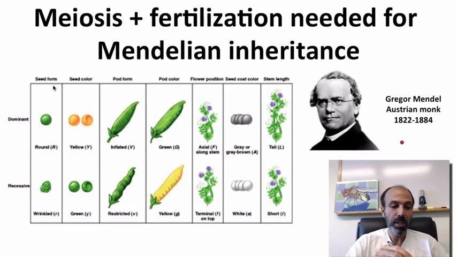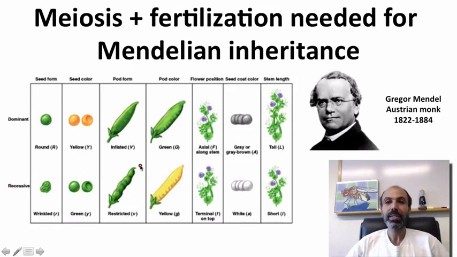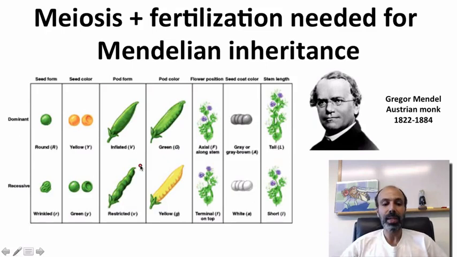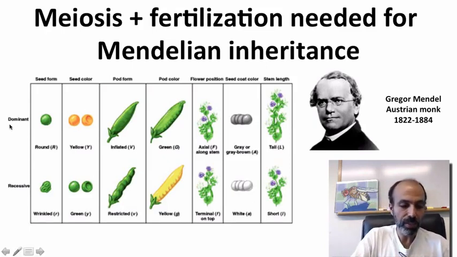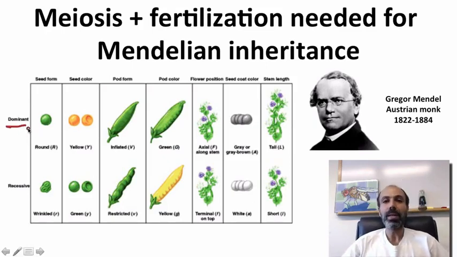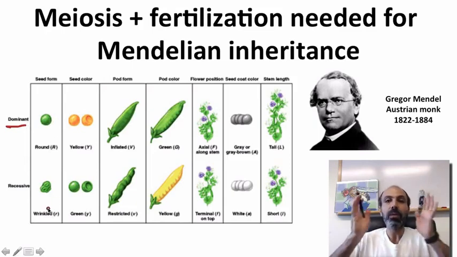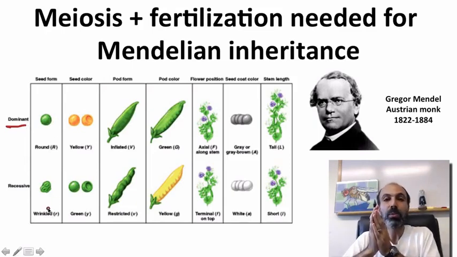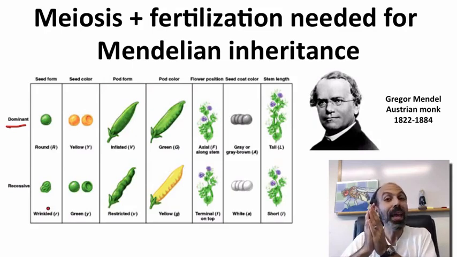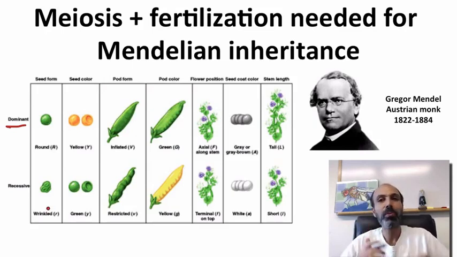So as you can see here, seed form being round versus wrinkled, seed color being yellow versus green, pod form inflated versus restricted, etc., etc. There are a lot of traits he looked at. What he found is that some forms he referred to as, quote, dominant. Dominant meant that if you bring together a round form and a wrinkled form and cross them together, the offspring would actually just be round. It is not intermediate, but would actually just be round.